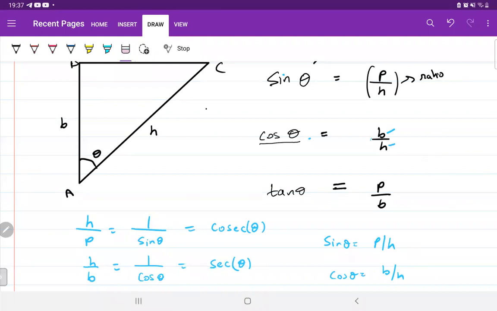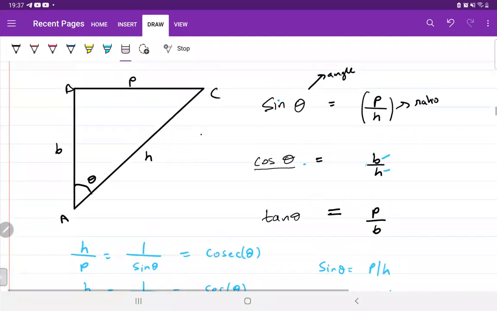Okay, so I hope all of you understood this. These three are the basic functions. Now obviously their reciprocals are also defined.